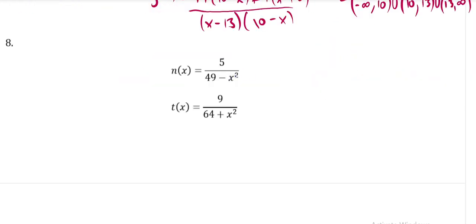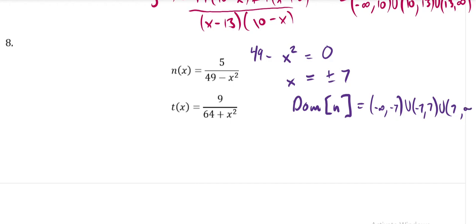Here's two fun ones. The equation 49 minus x squared is going to have zeros where x is equal to plus and minus 7, which we could see either by factoring this as a difference of two squares, or by moving the square over and taking plus and minus the square root of both sides. And so our domain of n removes those 2 points as such.